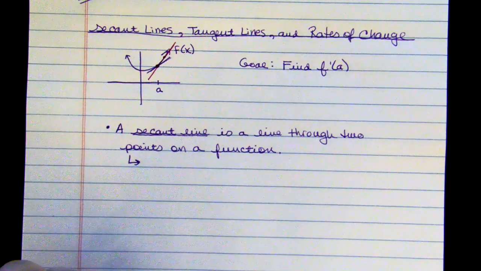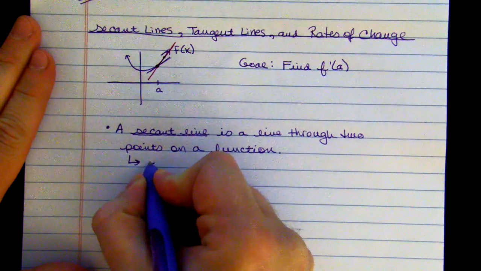In word problems, the slope of a secant line gives us what we call an average rate of change between 2 points.